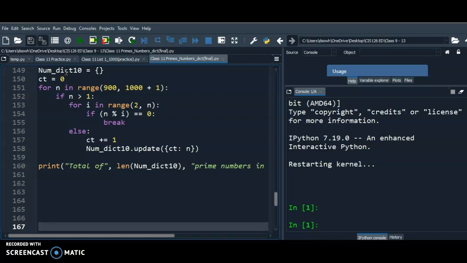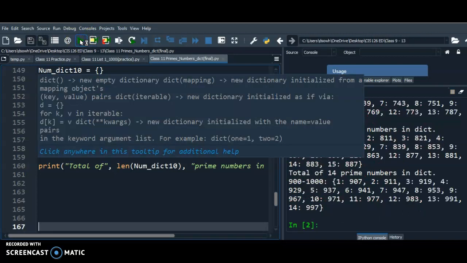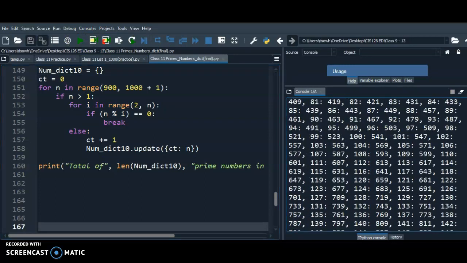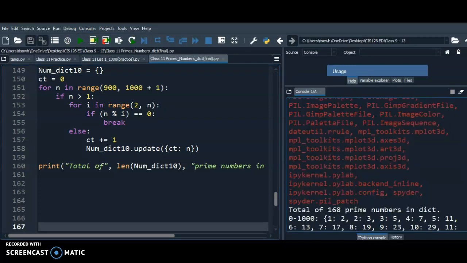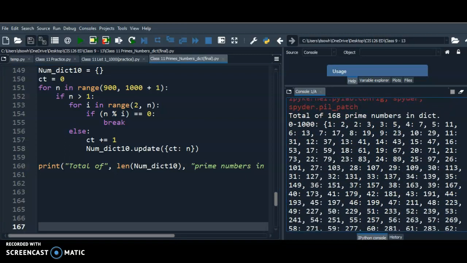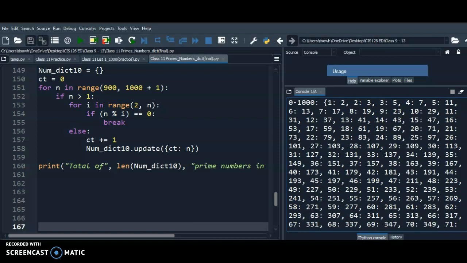Okay, I'll run it and look through the console for the number of prime numbers. Okay, now the total of 168 prime numbers in dictionary from 0 to 1000.